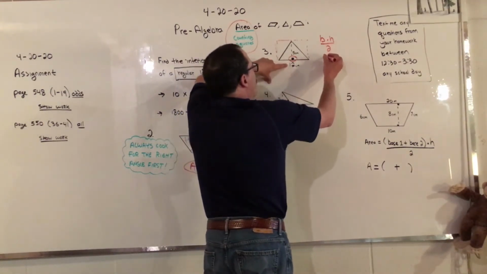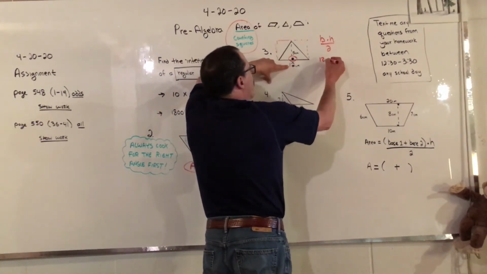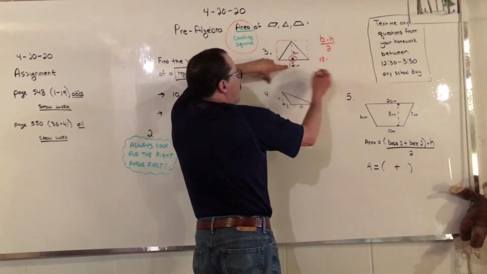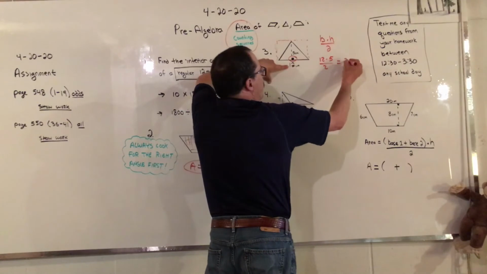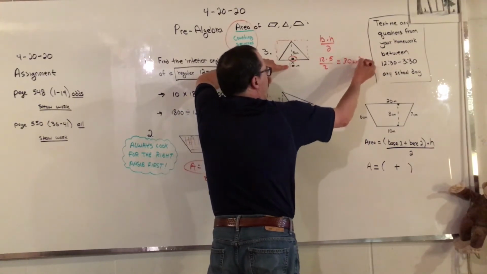So right here, I'm just going to go 12 is the base, 5 is the height, comes straight up from the right angle, and divide by 2. And 60 divided by 2 would give me 30 centimeters squared.